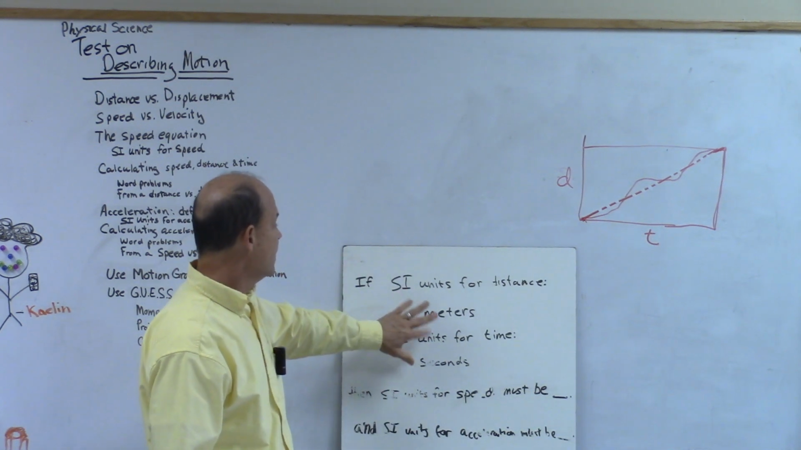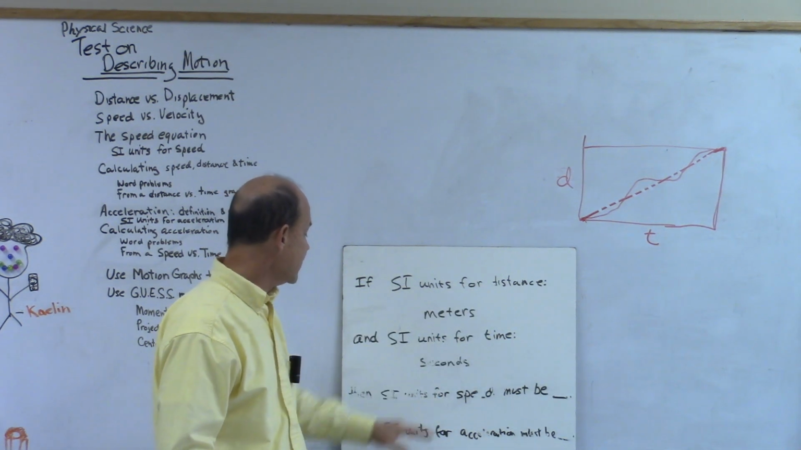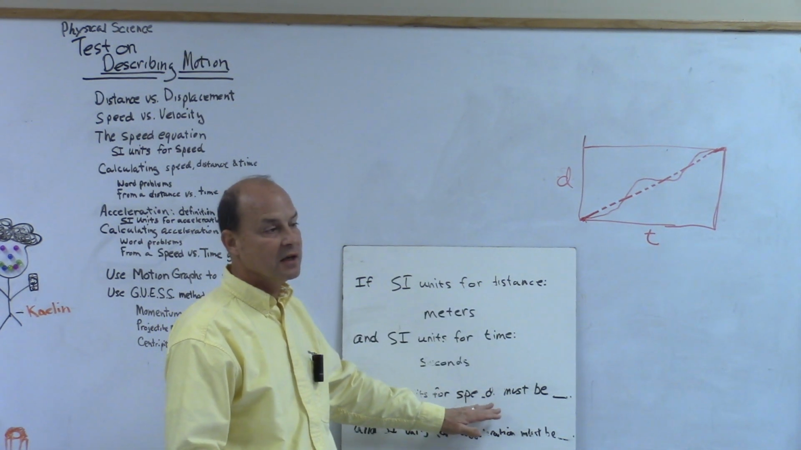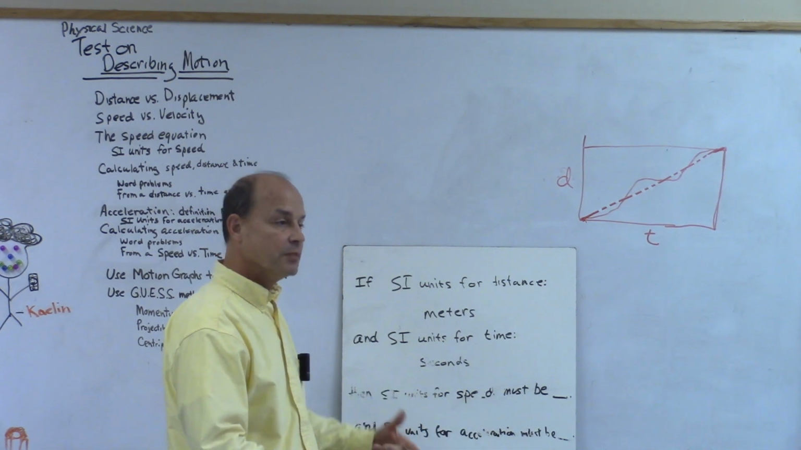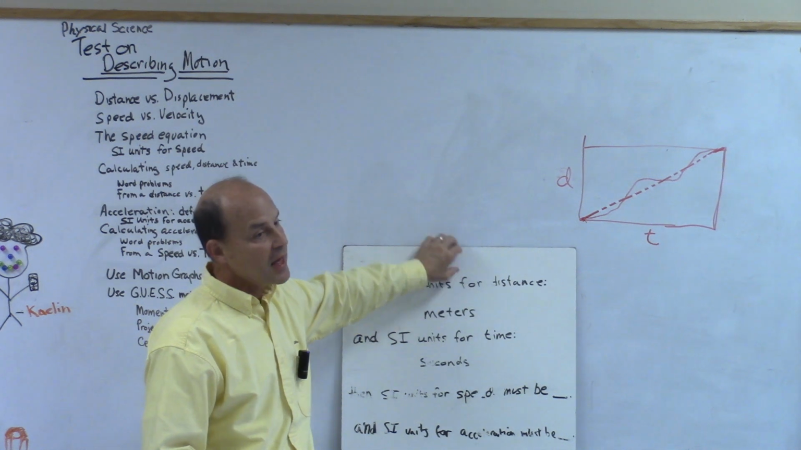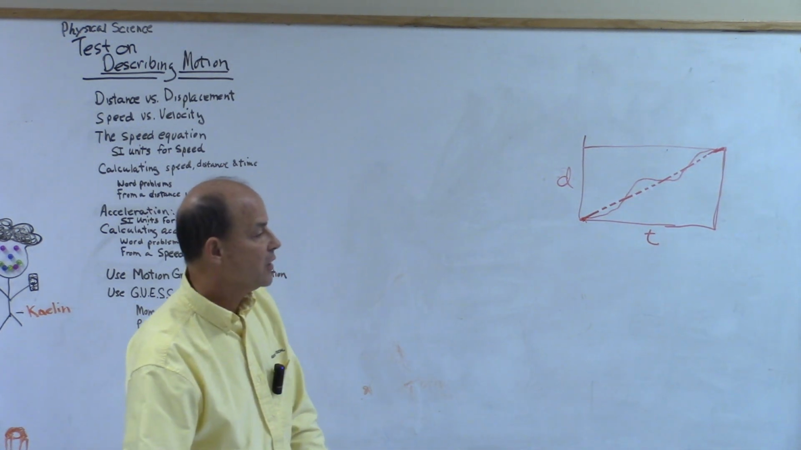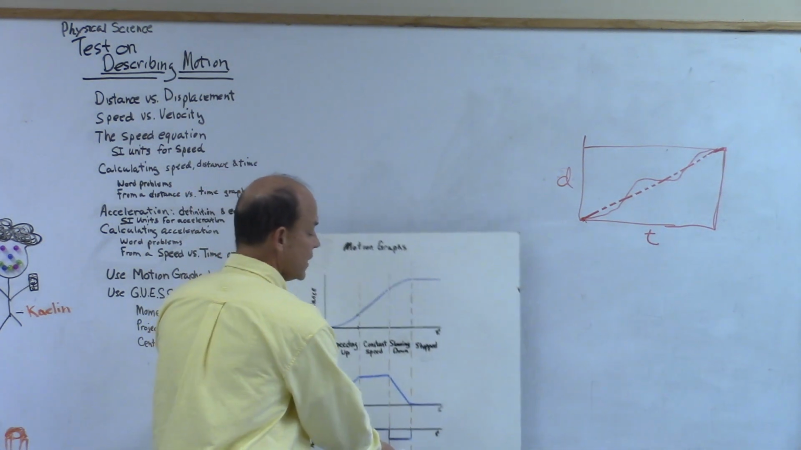And this board says if the SI units for distance is meters and the SI units for time is seconds, then the SI units for speed would be meters per second. SI units for acceleration, you need to know what that is too, right? So I'm walking you through all this. Some of this you'll have to review on your own, make sure you have all the answers.